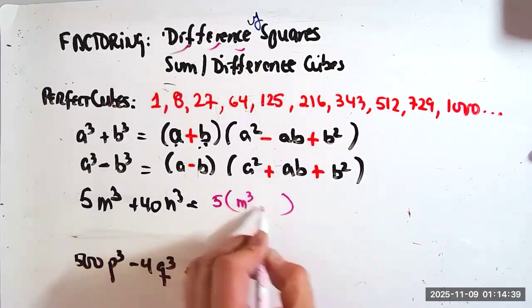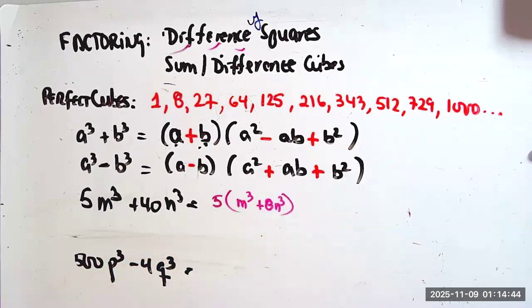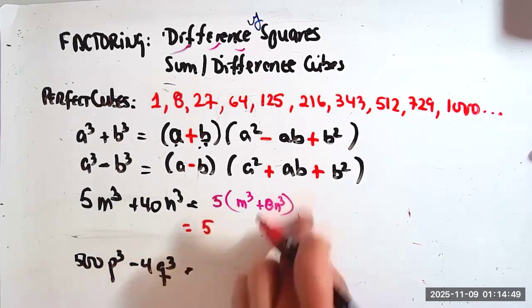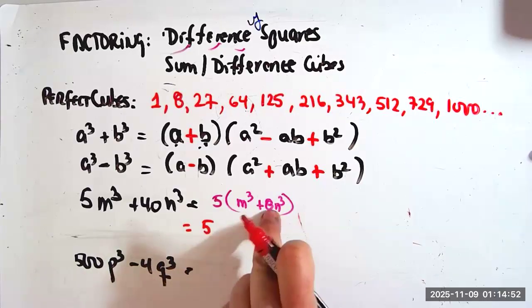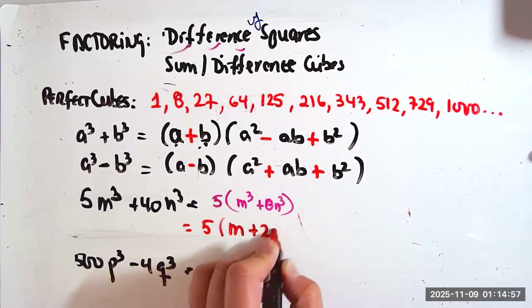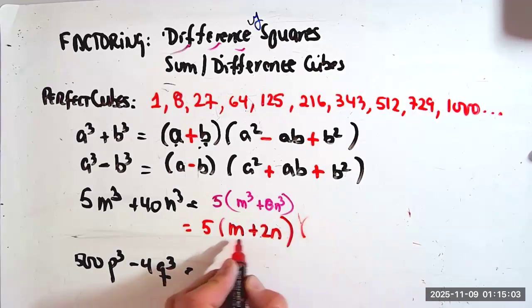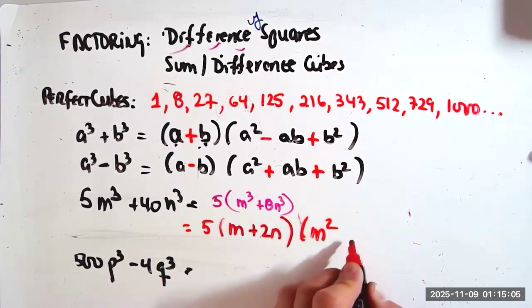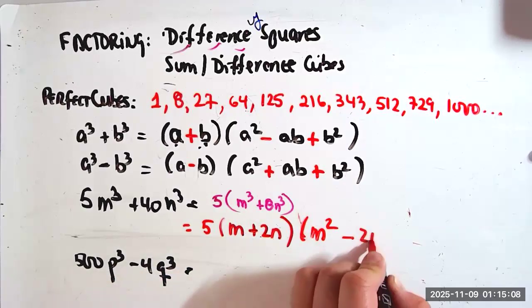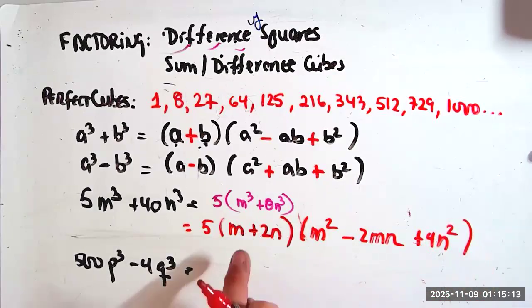It will be m cubed plus 8n cubed. So this answer will be 5 times, m times m times m, 2n times 2n times 2n. So it will be m plus 2n. And then the trinomial is m squared minus 2mn plus 4n squared, with signs plus, minus, plus. Yeah, okay.